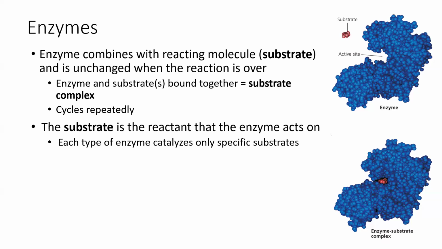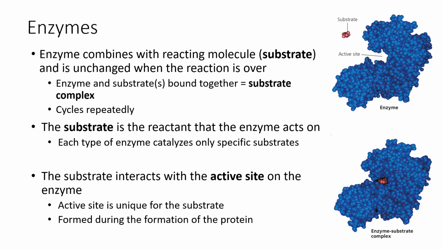Related to ideas about protein shape and function, the substrate that the enzyme acts on is very specific. So each type of enzyme catalyzes only specific substrates. So for example, the enzyme lactase can only catalyze a reaction for the lactose sugar. It can't catalyze other reactions for other sugars, just for that lactose sugar.